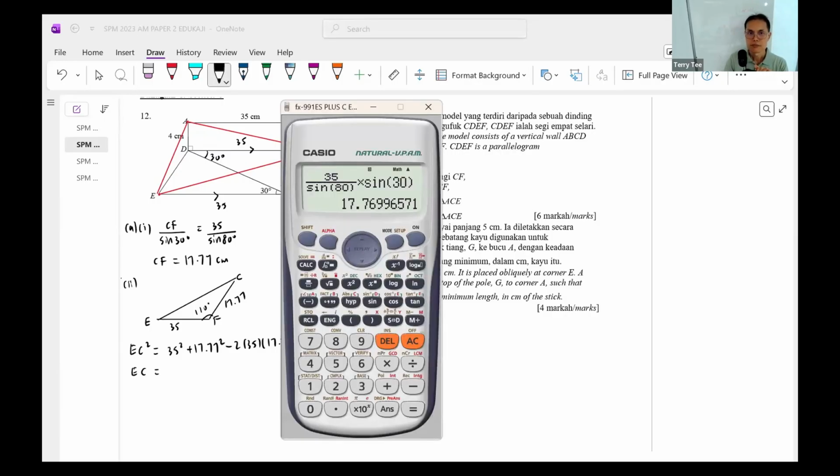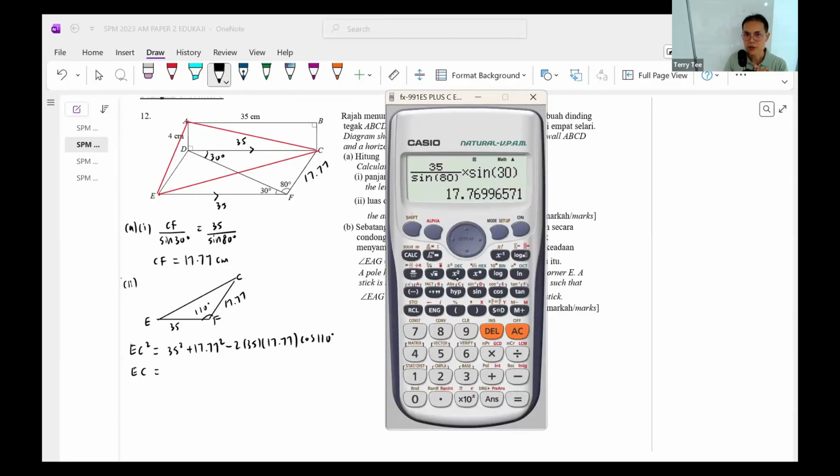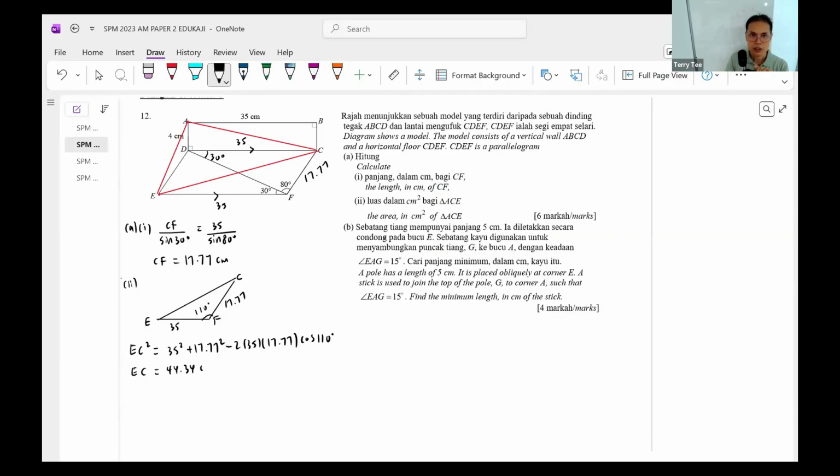Okay, calculator. 35 squared plus 17.77, okay, I missed a negative, I missed a 1 and a square. Minus 2 times 35 times 17.77 cos 110. Okay, my answer, square root it. Do one shot, 44.34. You need this 44.34 because this represents this length here.